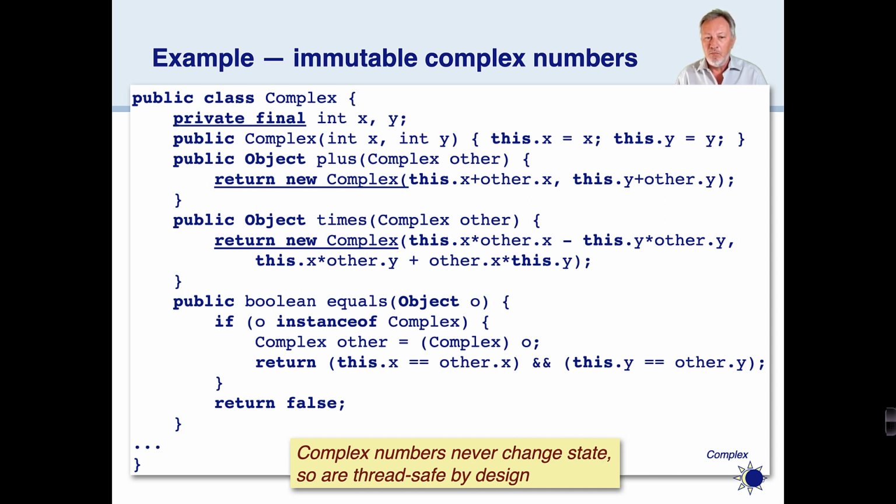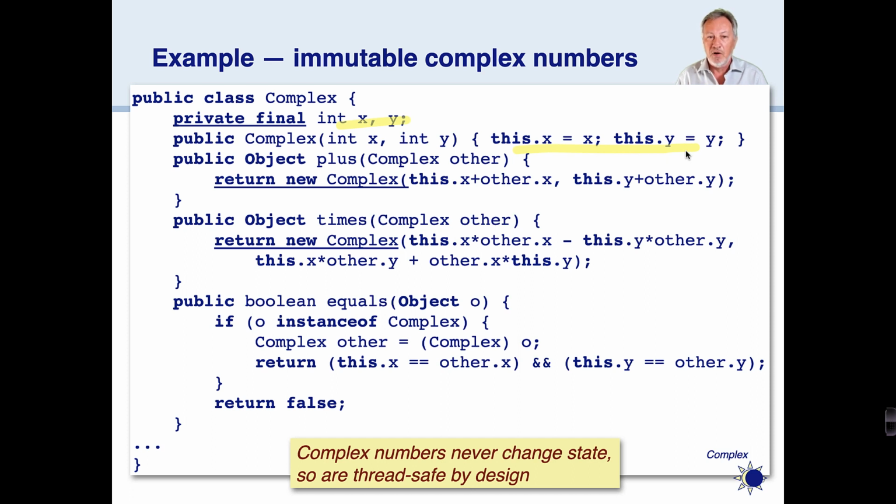Here's a little bit more realistic example, and it's a complex number class. So our complex number class has instance variables x and y that we see here. x and y are final. They do not change once they're initialized. So in other words, our complex numbers are pure values. When we create an instance of a complex number, we just initialize the x and y values.